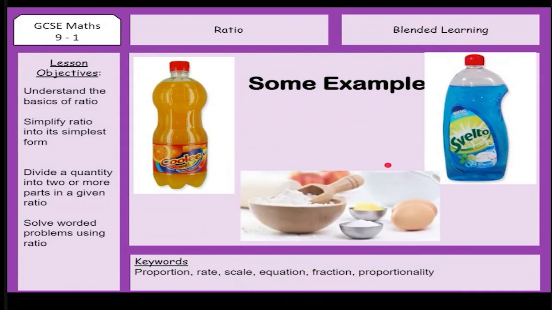Cooking or baking. So for example, if you had a recipe for 6 buns, but you didn't want 6, you wanted 12, you would know that you would have to double everything in the ingredients to get 12 buns. Again, it's ratio and proportion. So there's some real life examples.